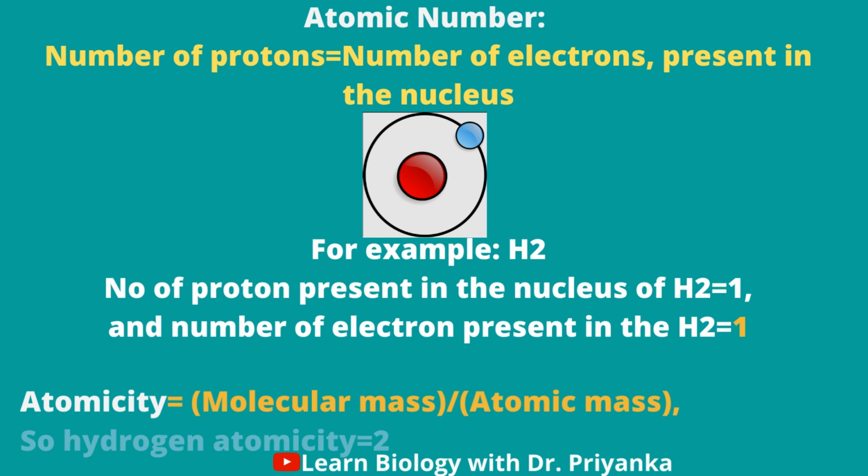Finally, we can also consider the atomicity of hydrogen, and the atomicity of hydrogen is calculated by dividing molecular mass by atomic mass. So in this case, we see that the atomicity of hydrogen is 2 because the molecular mass of hydrogen is 2 and the atomic mass is 1 u. So its atomicity is 2.